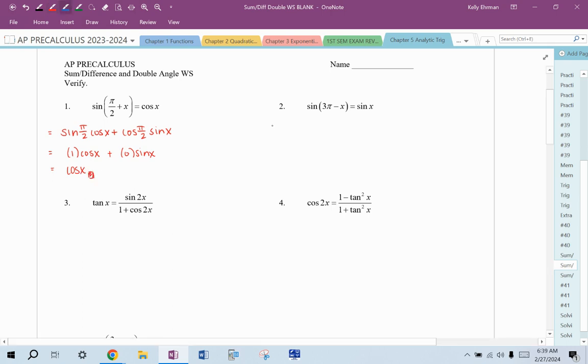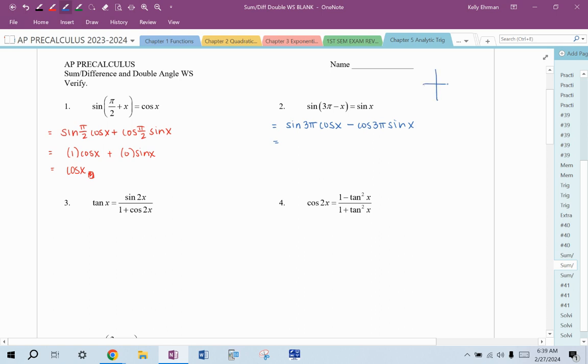Similar process for the next one. So now we have sine of 3 pi minus x. So that's going to be sine of the first angle times cosine of the second, minus cosine of the first angle times sine of the second.